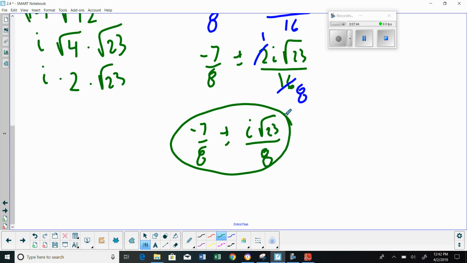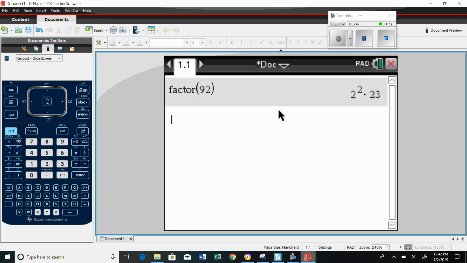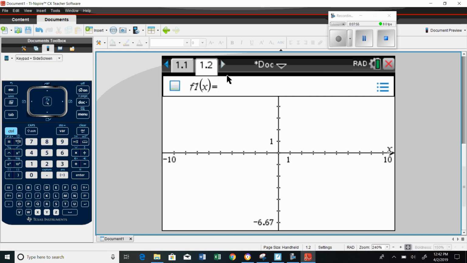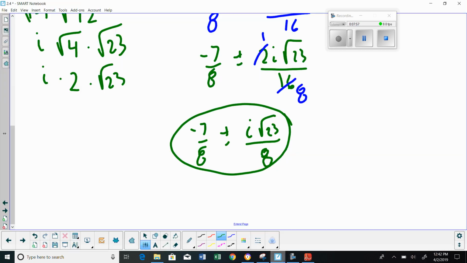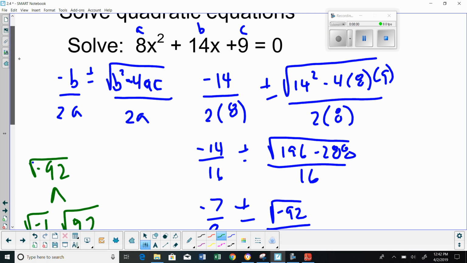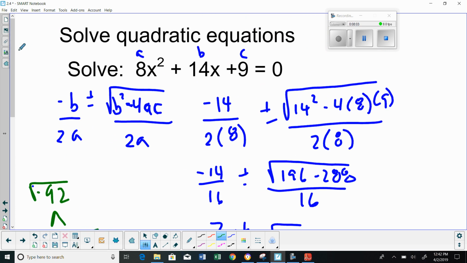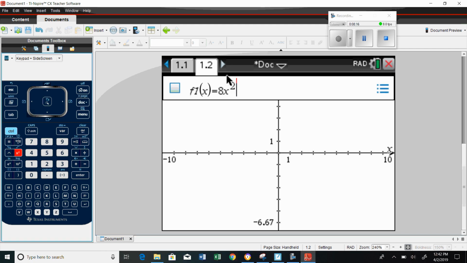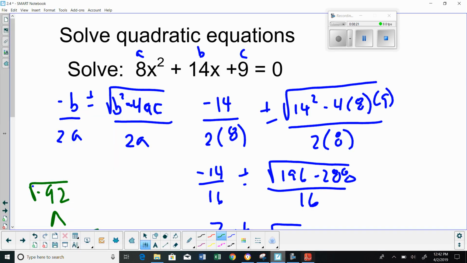So let's talk about that for a minute. Let's get this calculator pulled up. I'm going to add a graphs page. Do this with me, please. We're going to graph this function. If I was going to graph y equals 8x squared plus 14x plus 9, going back here, I'm going to type in 8x squared plus 14x plus 9. Yep, 8x squared plus 14x plus 9.